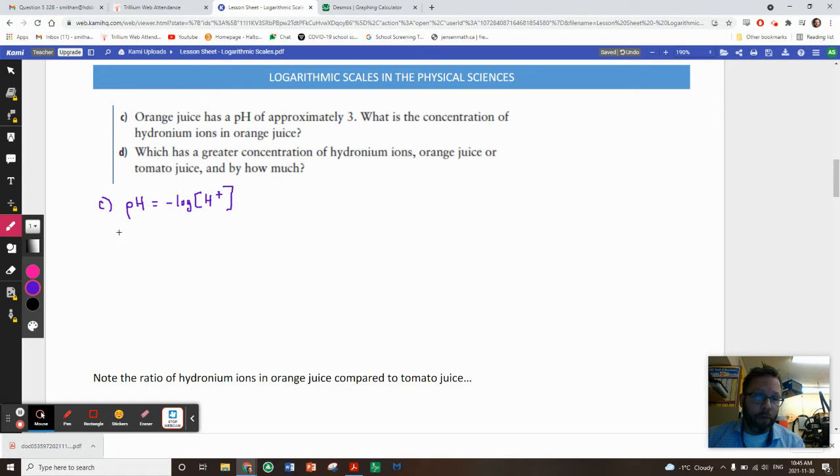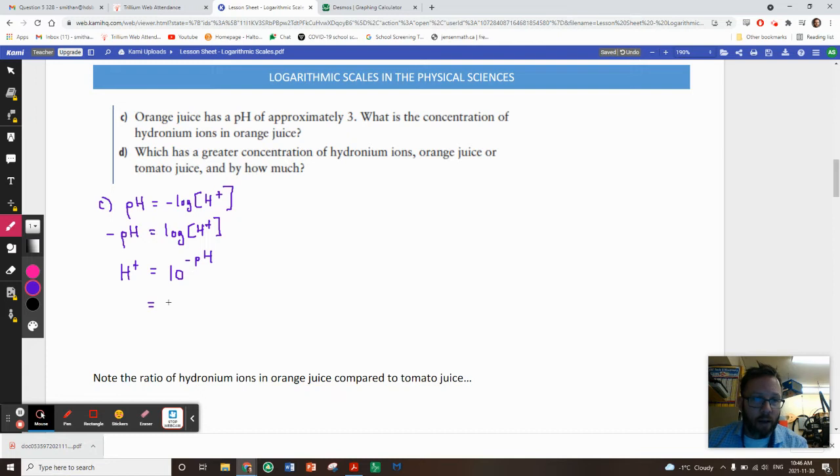So let's isolate H plus. Let's get rid of the negative sign by moving it to the left. So an equivalent form would be negative pH equals the log of H plus. And we can turn this into an exponential equation. H plus is the result, 10 is the base because we're using the common log, and the exponent would be negative pH. So we've rearranged this formula to get a formula for H plus, and now we can just use it.